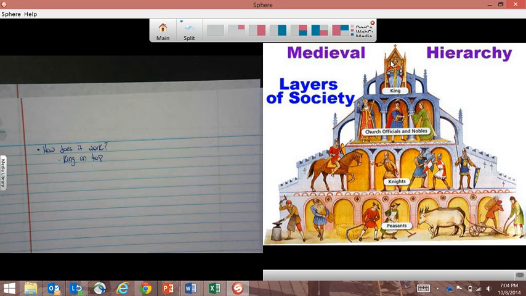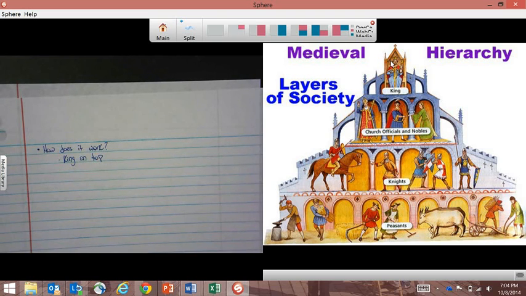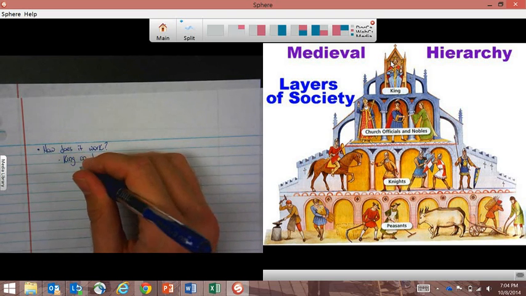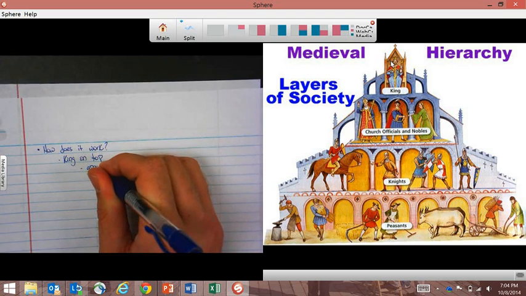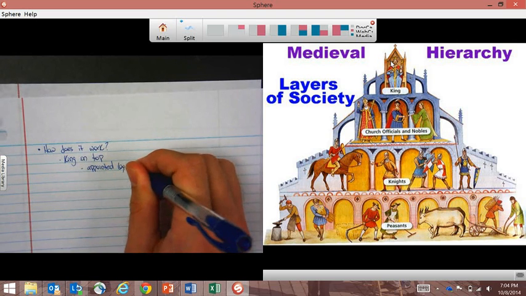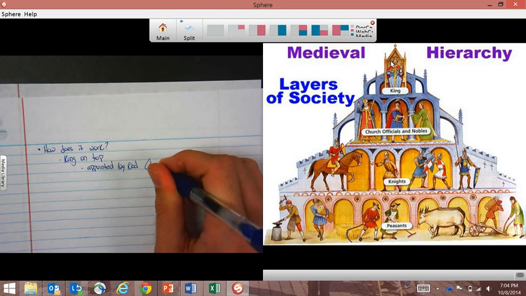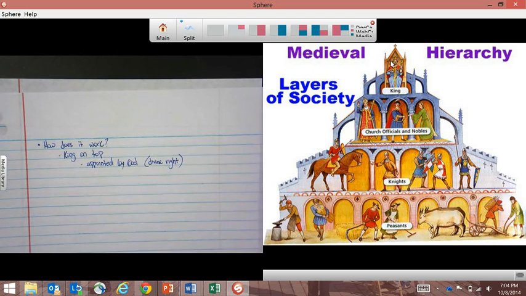In any case, they start having kings. And these kings are said to be appointed by God. So this is where we get this term, divine right. They're basically saying, God gave me the right to rule, and that's why I'm king.